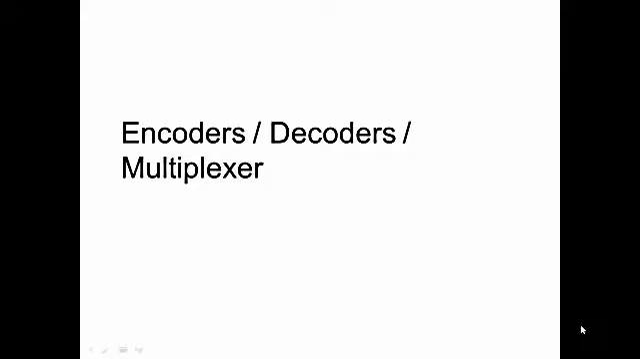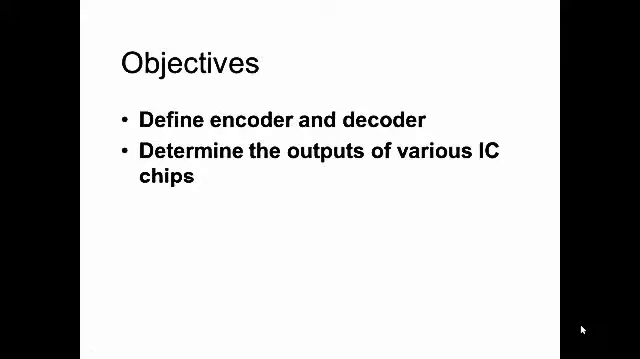In this lesson we're going to discuss encoders, decoders, multiplexers, and comparators. First thing we're going to do is define what an encoder and a decoder is, and we're going to determine different outputs of various ICs, and we're also going to look at gray code and what gray code involves.